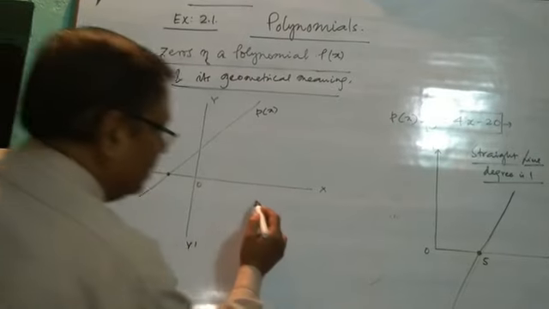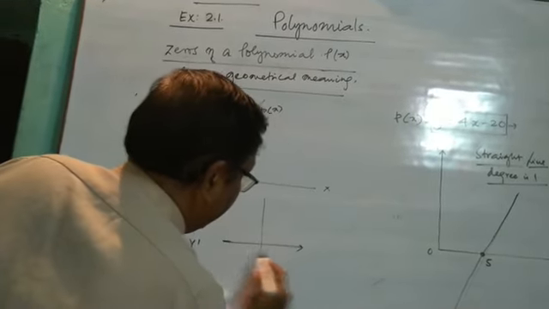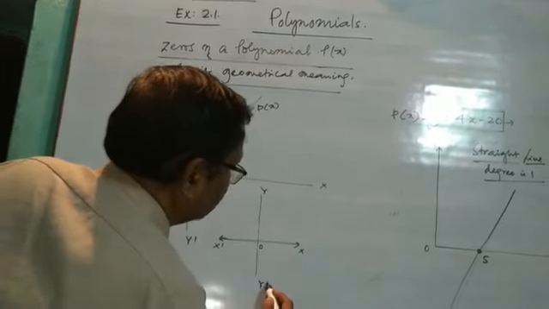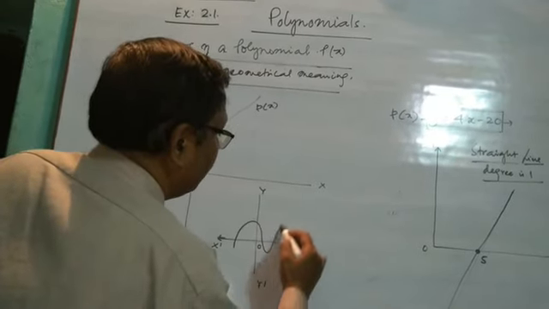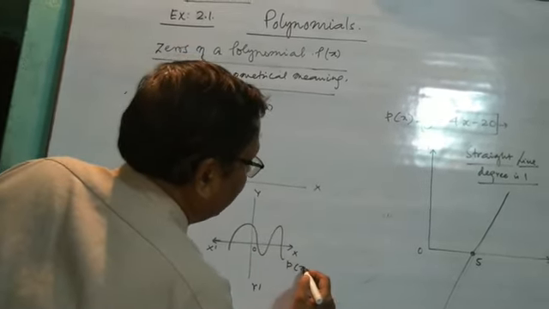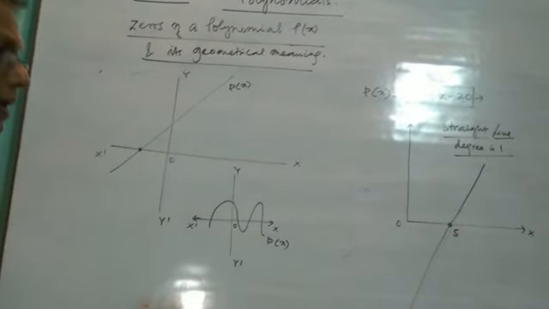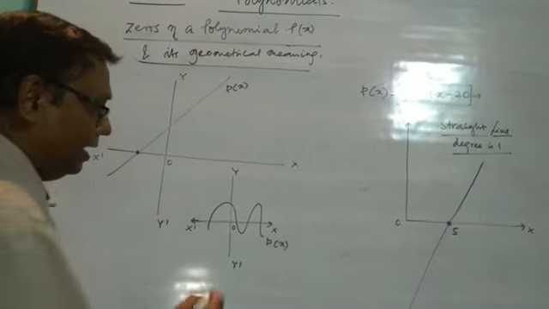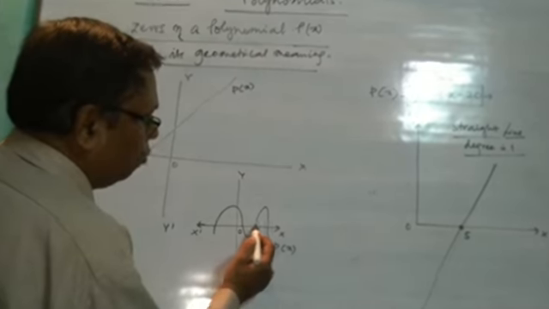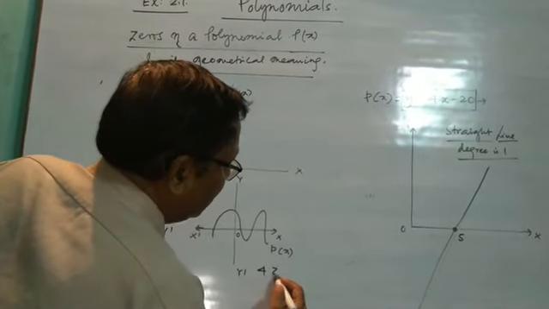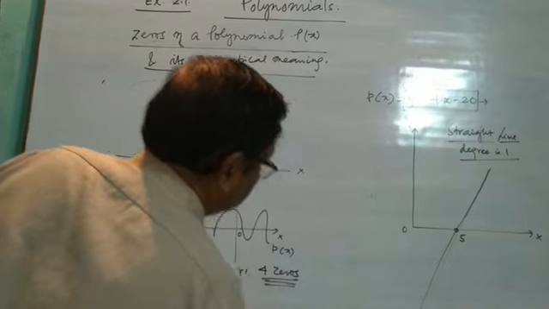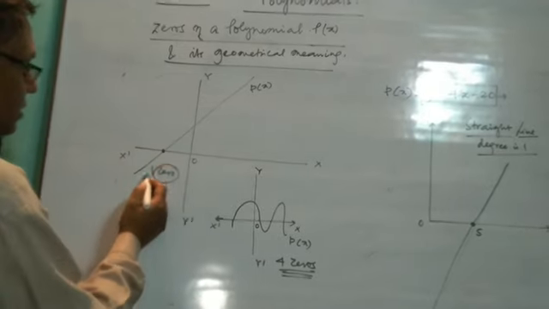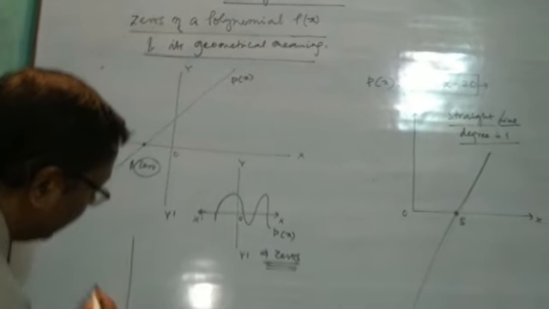So how many zeros does this polynomial P(x) have? One zero. Say the second example, X'OX and YOY'. See, this is a polynomial called P(x). This is the x-axis, this is the y-axis. Now see, at how many points does this graph line, this polynomial, intersect the x-axis? 1, 2, 3, 4. So what we are finding? 4 zeros. There are 4 zeros of this polynomial. Here it is 1 zero of the polynomial, and here 4 zeros. Now see this one.